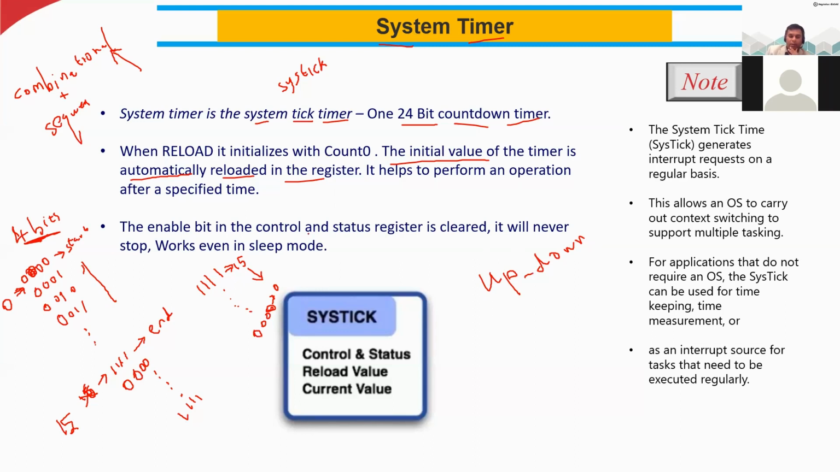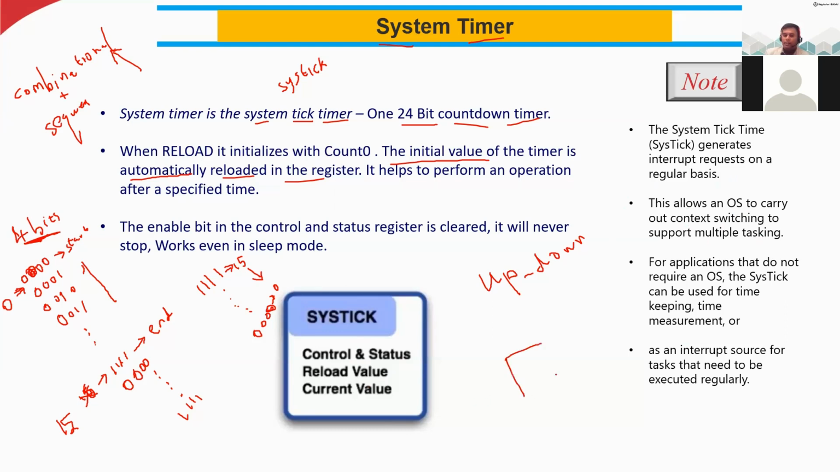If the enable bit in the control and status register is cleared, it will never stop. It works even in sleep mode. The counter is always working because it's also relevant to a real-time clock. Okay, so the SysTick timer generates interrupt requests on a regular basis. It's not only helping with this counting, it's also helping to generate the interrupt request. And this allows the operating system to carry out context switching to support multitasking.